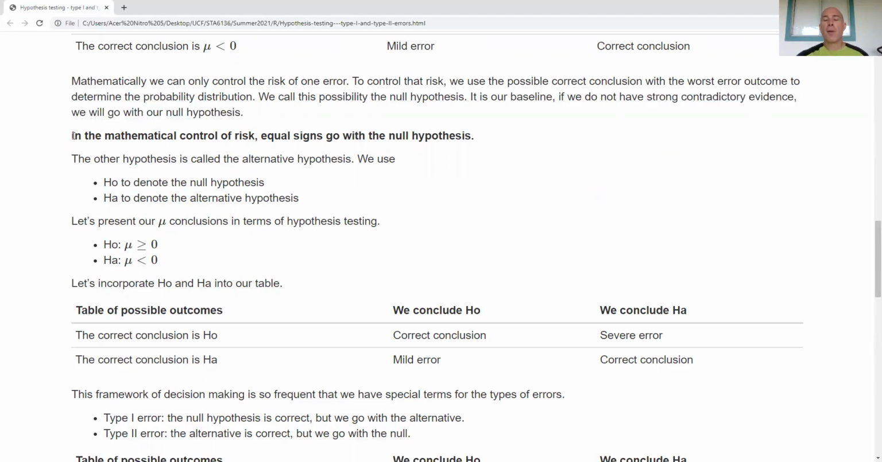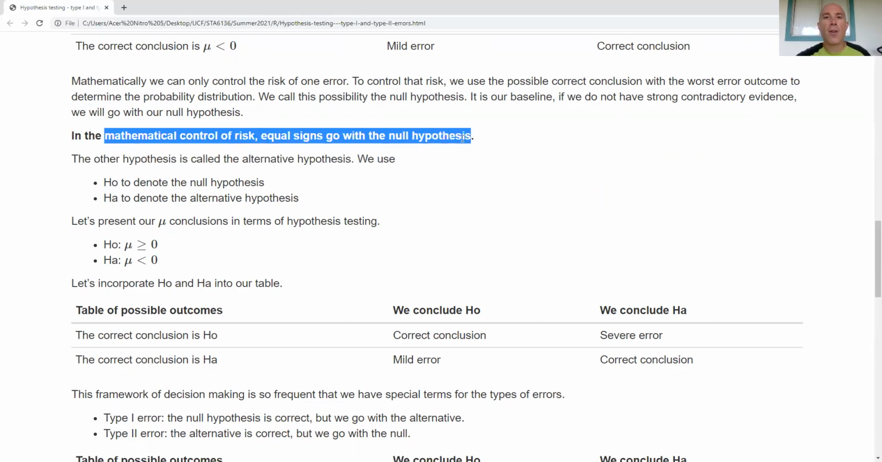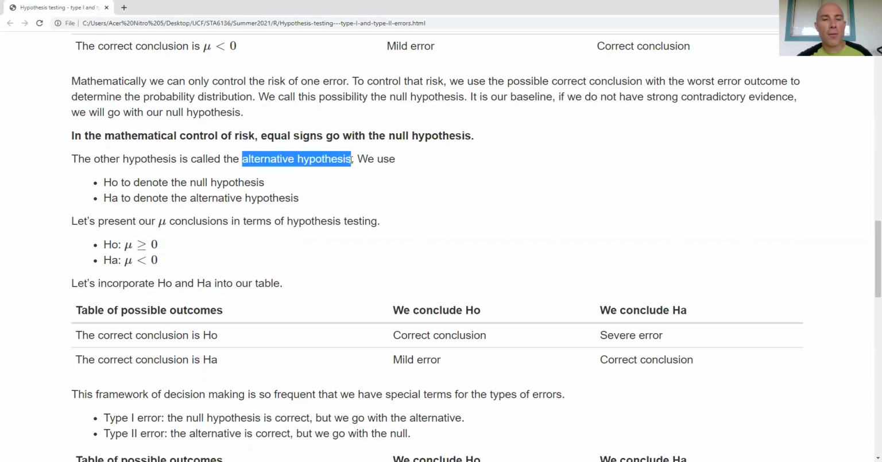Now, something about this. Because the null hypothesis is so important, we're going to use that one to determine our probability distribution as we're working through this. So in the mathematical control of risk, the equal sign goes with the null hypothesis. This is very important. Now we're going to call the other hypothesis the alternative hypothesis. The null hypothesis is the one that we are prone to going with right out of the gate. The alternative hypothesis is the one that we will go with if we get strong evidence that it is correct.